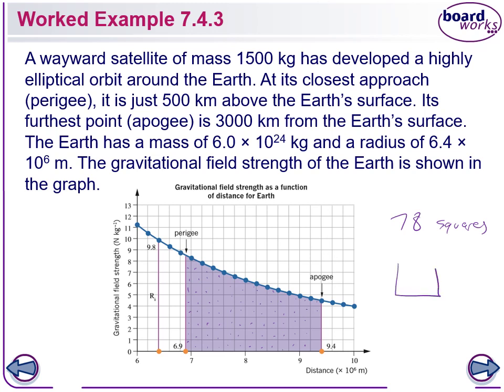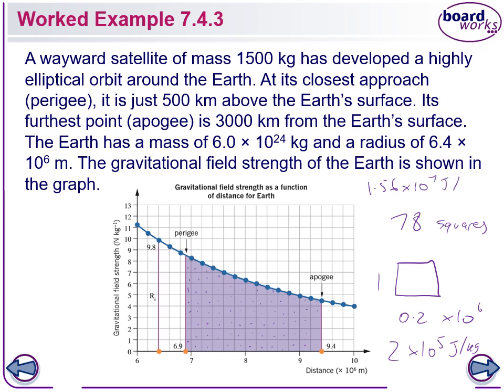So each square is worth, what's each one worth? So it's 0.25 times 10 to the 6 underneath and 1 up the side. Oh, sorry, yep, 0.2, you're right. Okay, so each square is worth 2 times 10 to the 5 joules per kilogram. So we have 78 squares. We've got 78 times 2 times 10 to the 5. So 1.56 times 10 to the 7 per kilogram. That's our area under the graph.